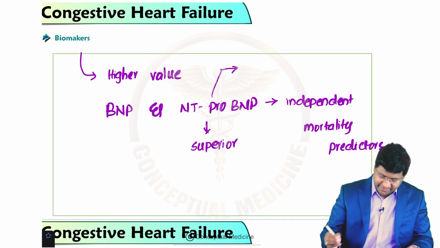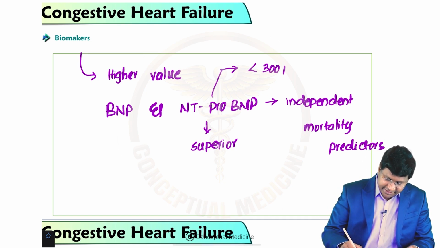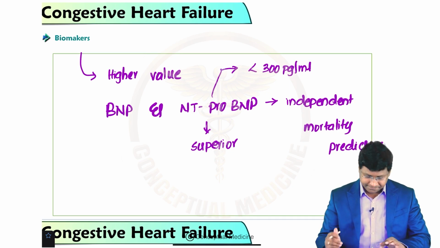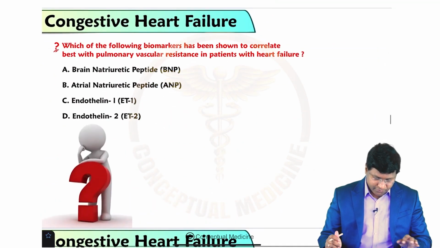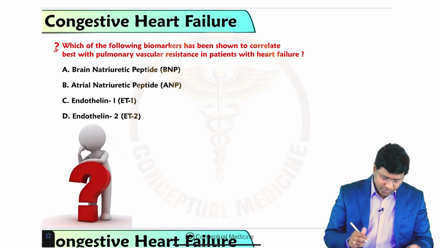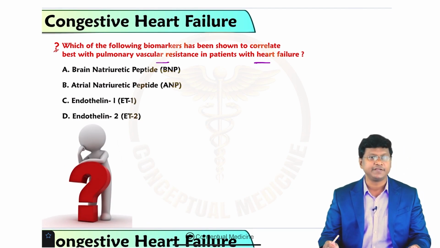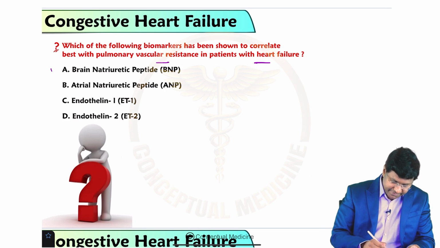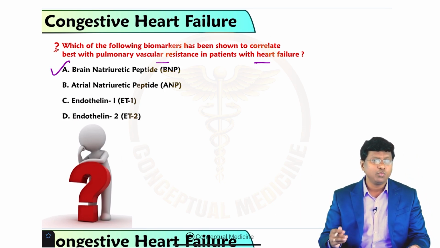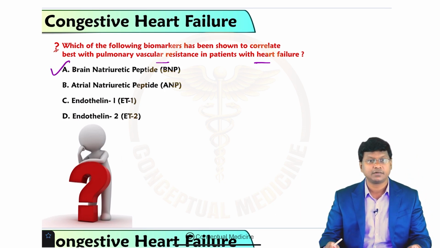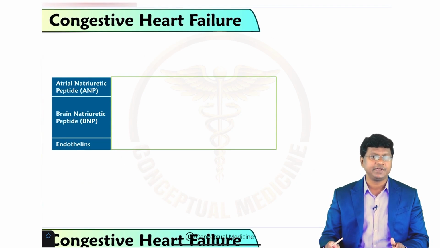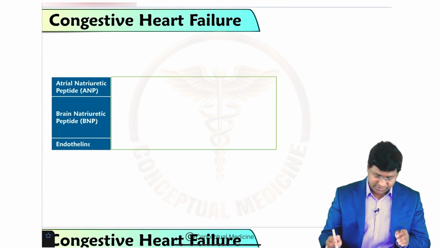And what is the normal value of NT-proBNP? The normal value of NT-proBNP is less than 300 picograms per ml. So, if you see this question now, which of the following biomarkers has been shown to correlate with the pulmonary vascular resistance in patients with heart failure: BNP, ANP, endothelin 1, endothelin 2. The answer is BNP, that is brain natriuretic peptide. And what about the discussion on the other cardiac biomarkers? If you take the ANP, atrial natriuretic peptide, this is released from the atrial myocytes.